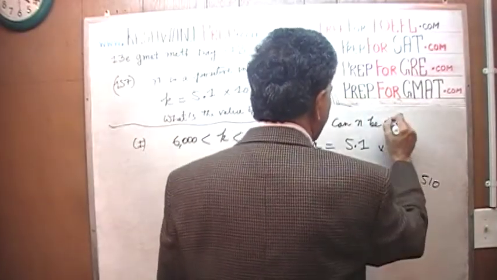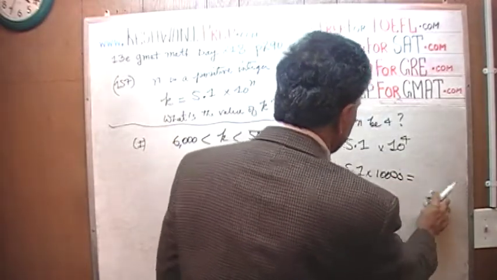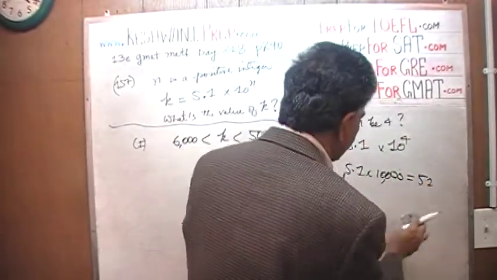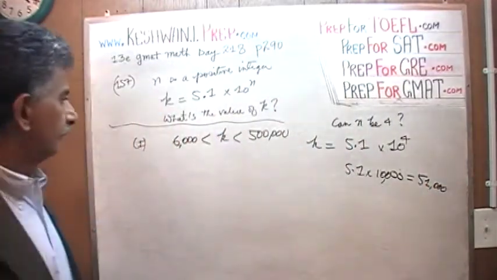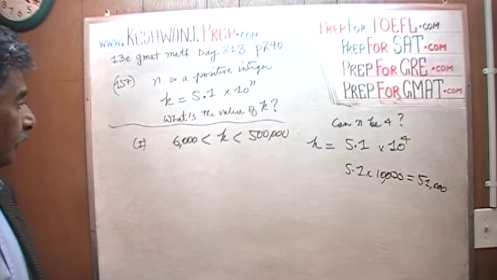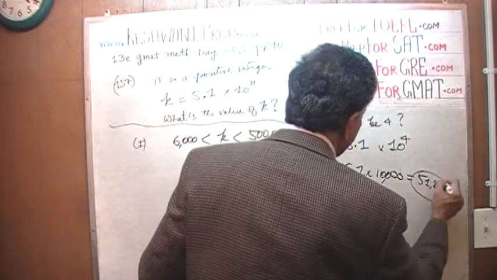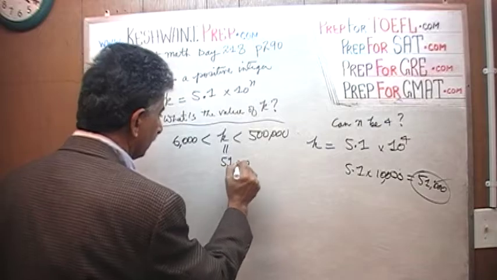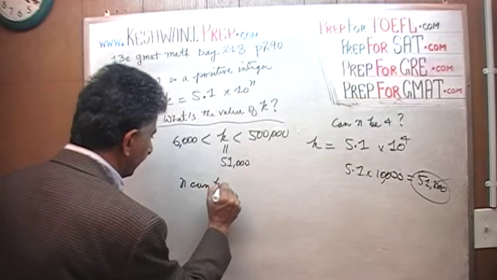Can n be 4? Well, let's find out. Had it been 4, it will be 5.1 times 10,000, and that will give you 51,000. Does that work? We are told that k, whatever it is, is between 6,000 and 500,000. Well, 51,000 works. It is possible for k to be 51,000 because it falls between 6,000 and 500,000. N can be 4.